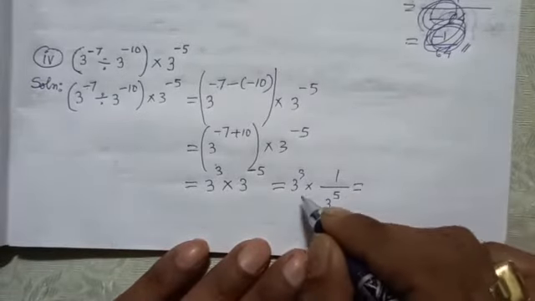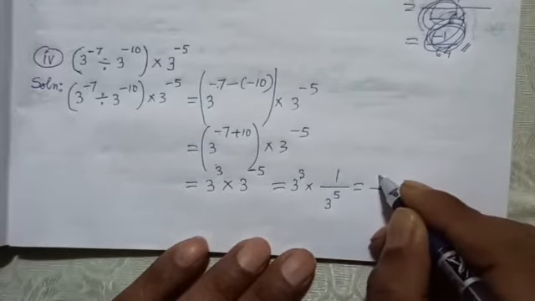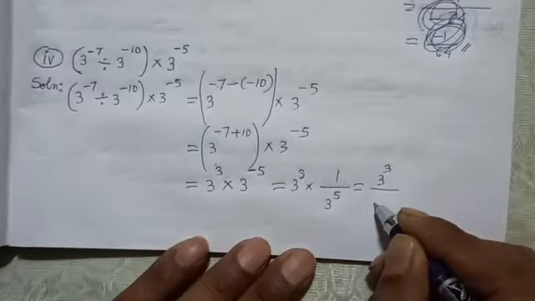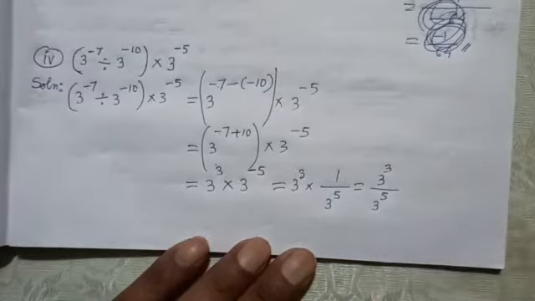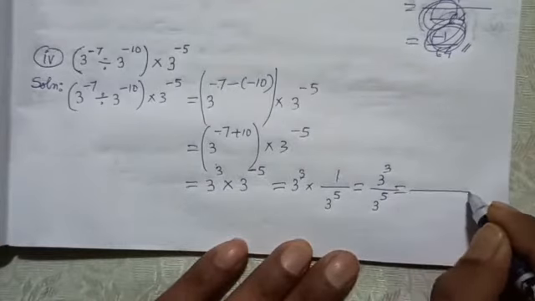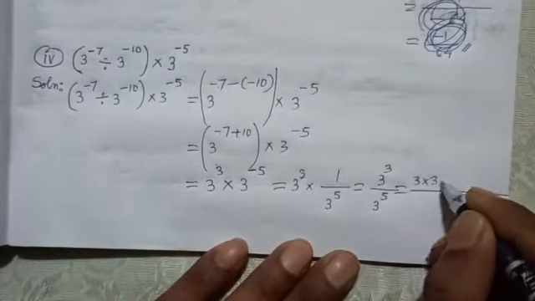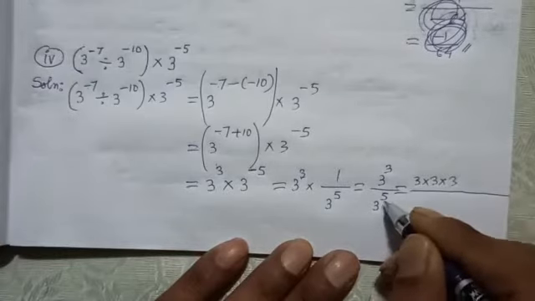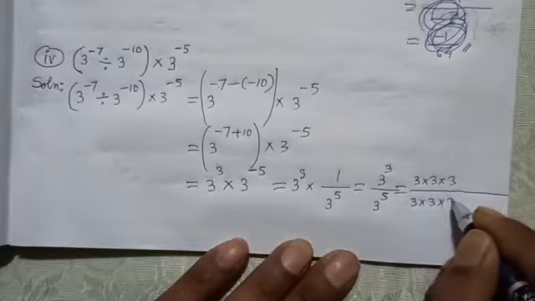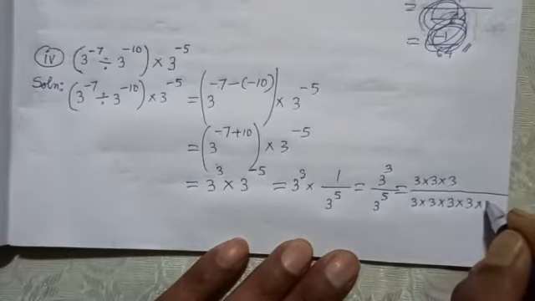Next, if 3 to the power 3 and this one are multiplied, then we'll get 3 to the power 3, then here is 3 to the power 5. Then 3 to the power 3 we can write as 3 into 3 into 3. 3 to the power 5 we can write as 3 into 3 into 3 into 3 into 3.